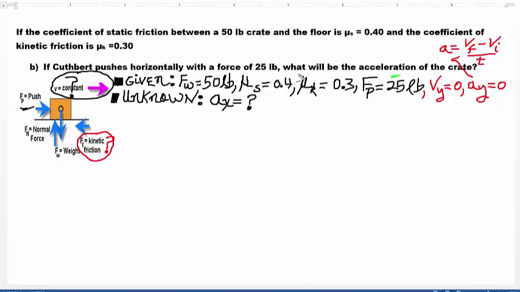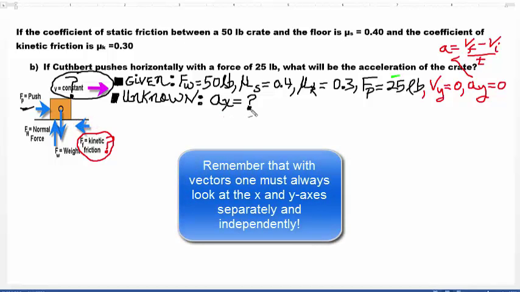The unknown: what will be the acceleration of the crate? That is talking about the acceleration along the x-axis. It cannot accelerate along the y-axis because it's moving or sitting on a horizontal surface. A sub x is what, is the question.